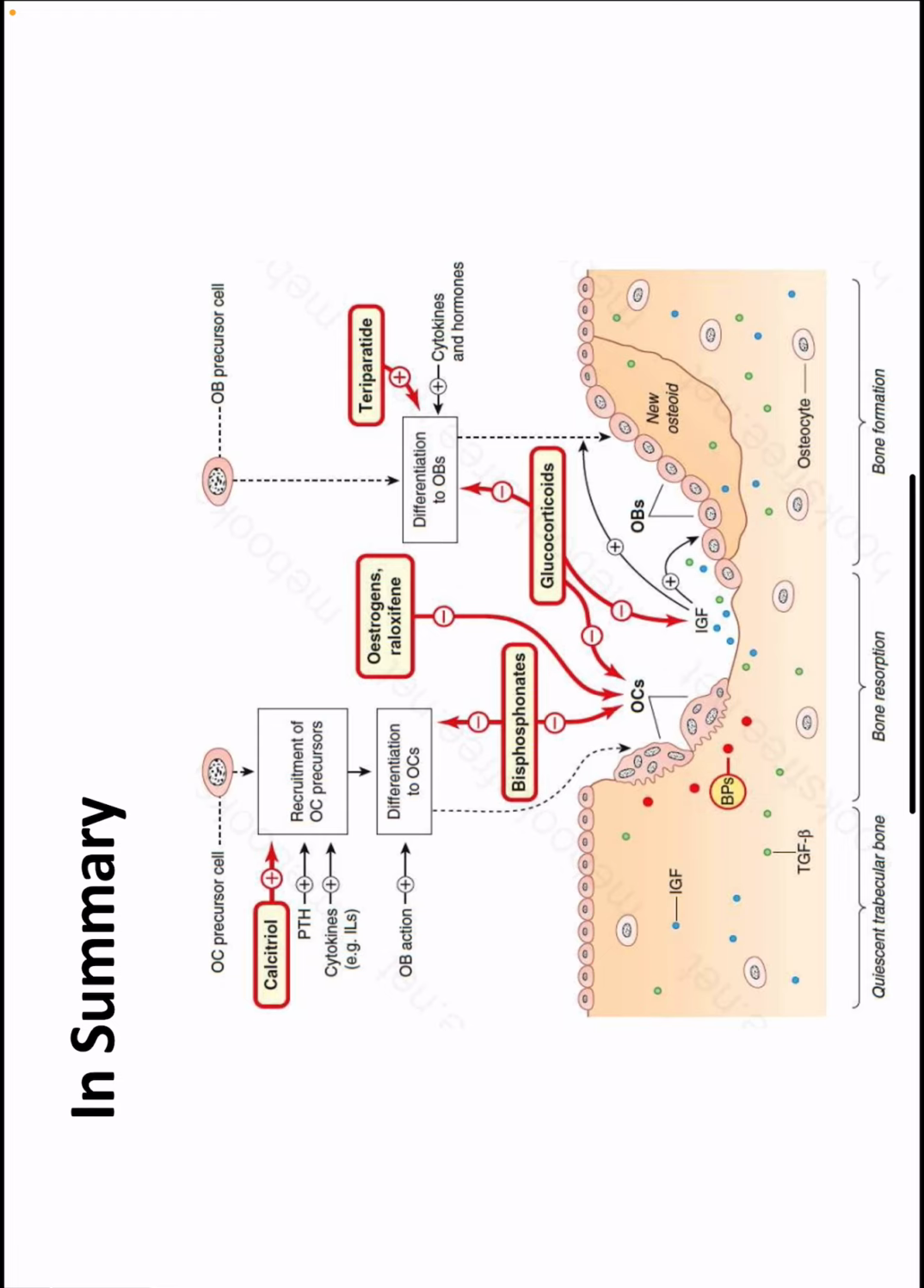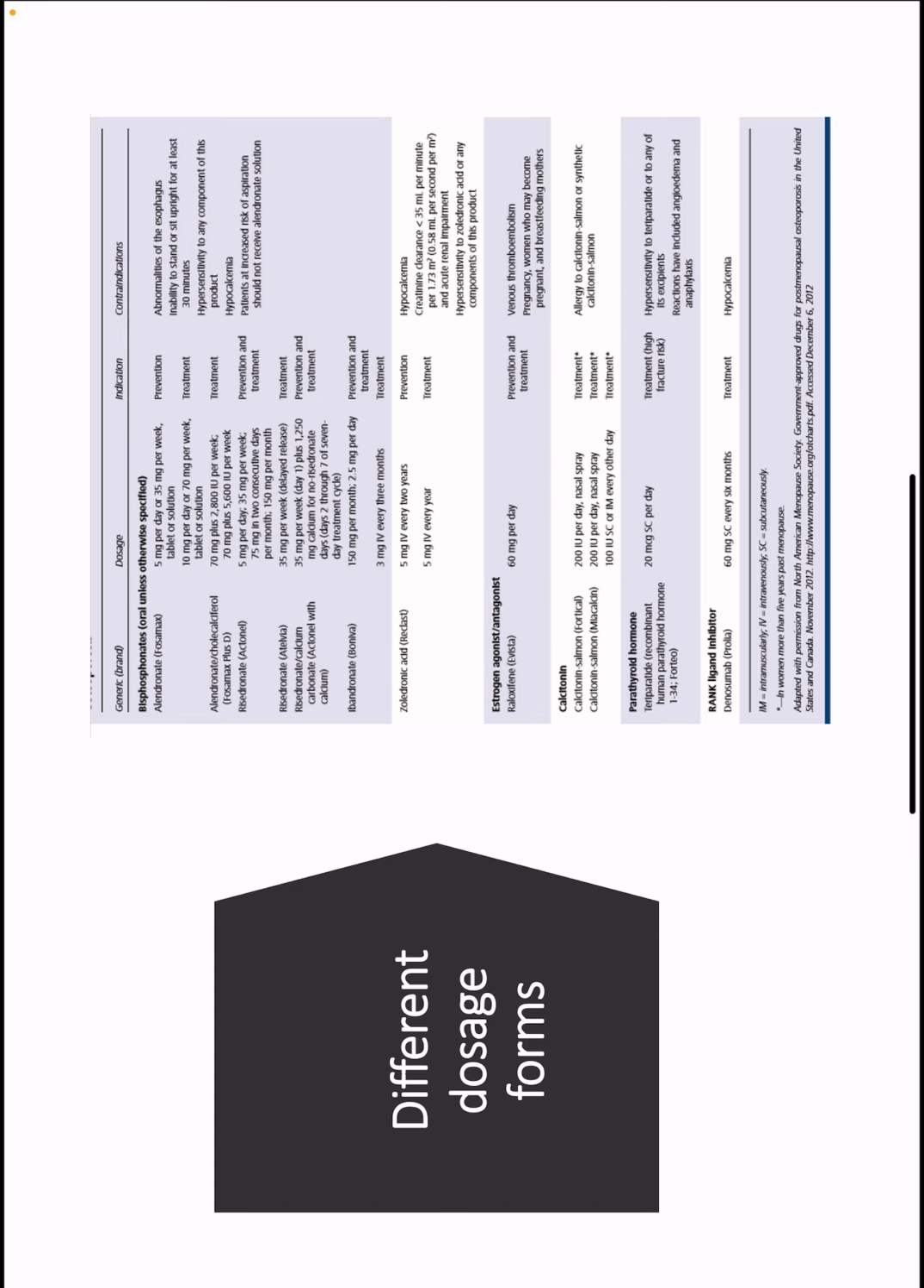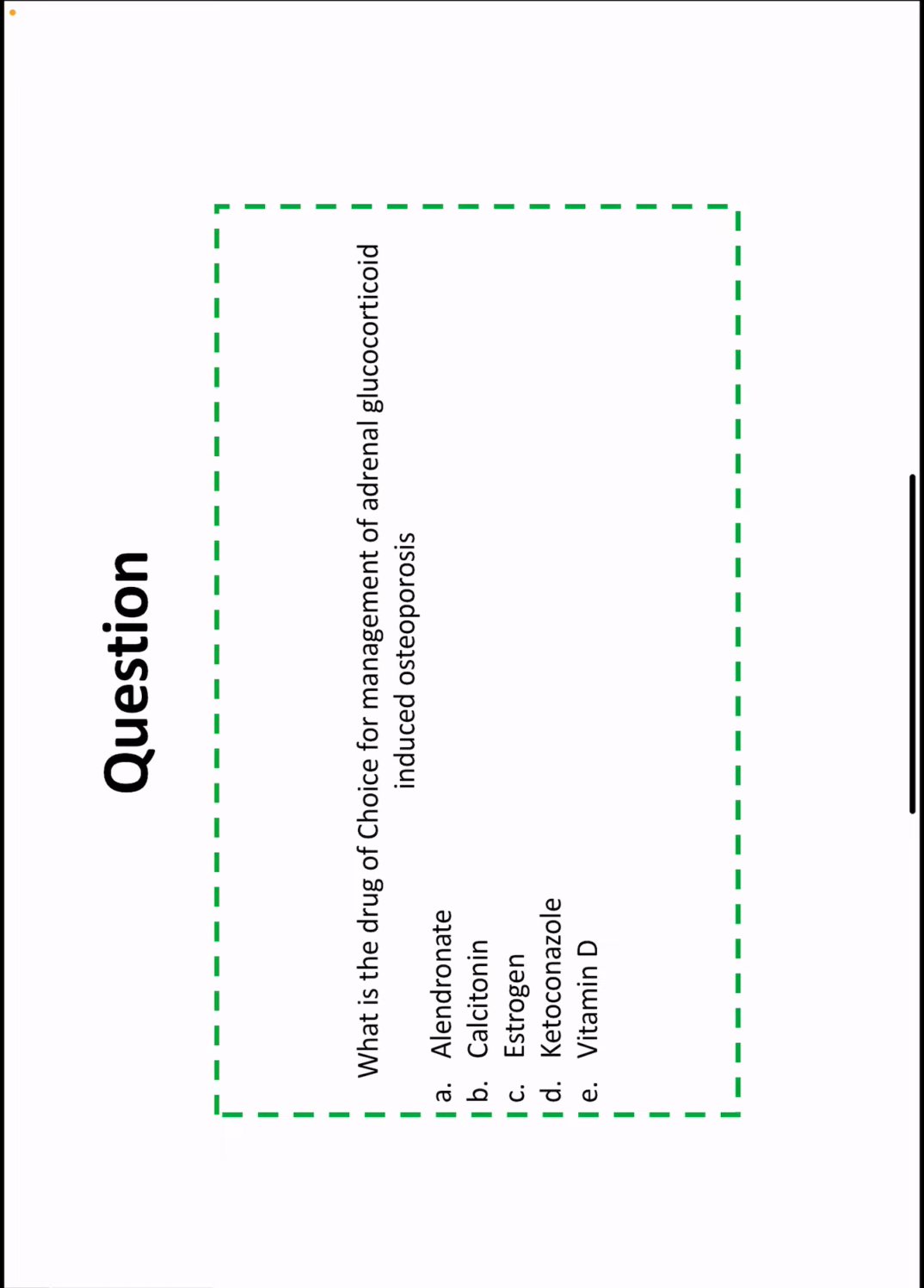Okay, so what do you think? What is the drug of choice for management of glucocorticoid-induced osteoporosis? From the list, what do you think? A. Well, actually, you're right. A is the right answer. Calcitonin is good, but efficacy-wise, calcitonin is less effective than the bisphosphonates. So definitely, this is the drug of choice.